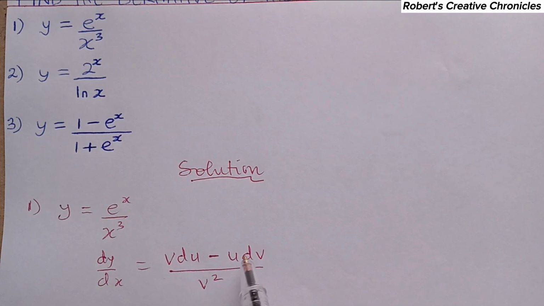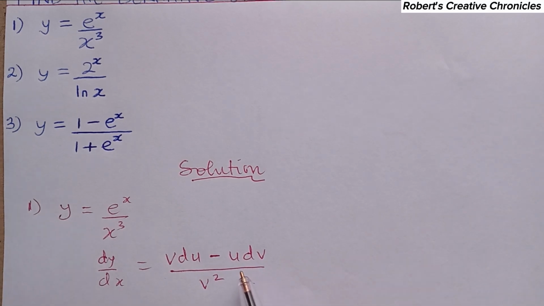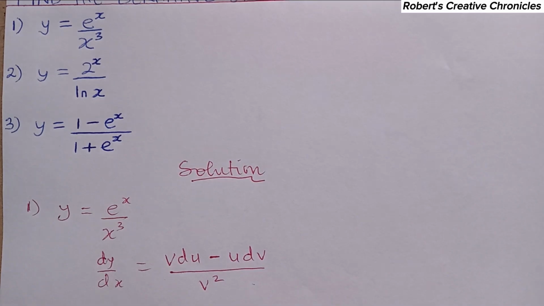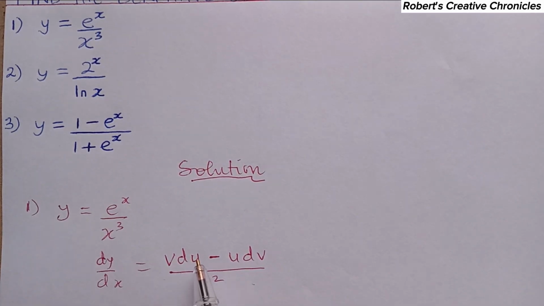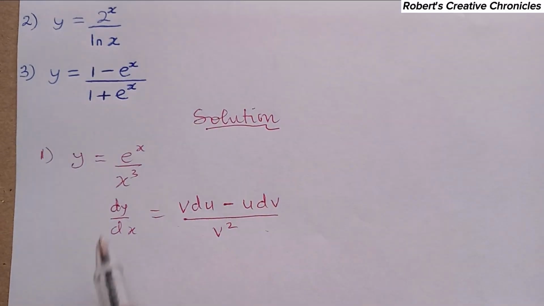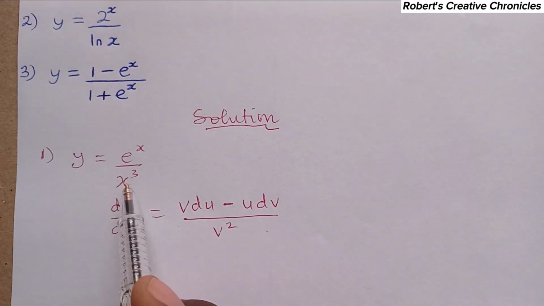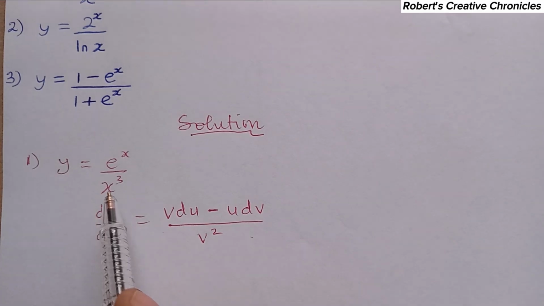Make sure you don't interchange this. Maybe you put u dv here and v du here, it's wrong. The differentiation is going to be wrong. So make sure the first one is v du minus u dv over v squared. Here du is the derivative of u with respect to x, and dv is the derivative of v with respect to x. The upper one is u, the lower one is v.